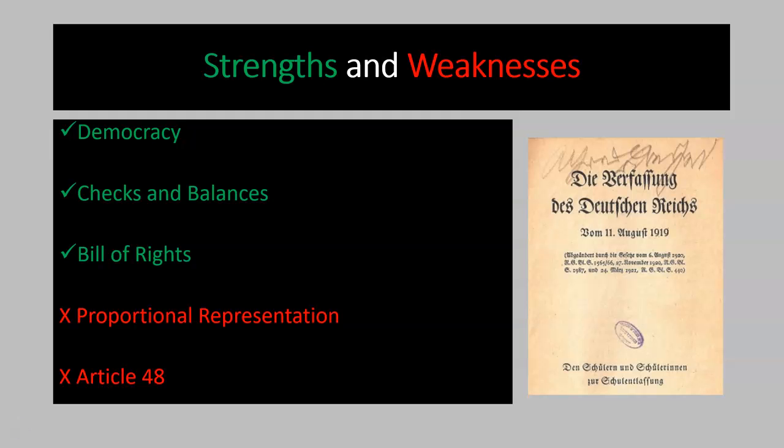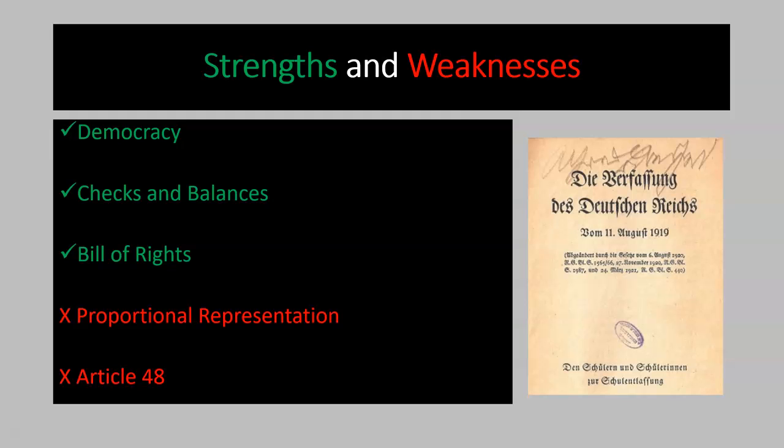Article 48 of the Weimar Constitution was another feature which, although it made sense in theory, didn't really work out in practice. It was a good idea in theory because it was designed to allow quick decision-making in a crisis, and the Weimar Republic did face a number of threats in the early years of its existence. And as we've already heard, proportional representation meant a lack of strong single-party governments. So the solution to this was Article 48.